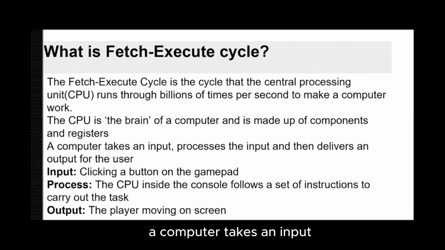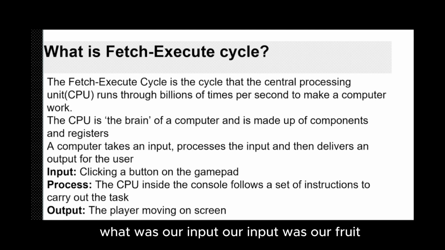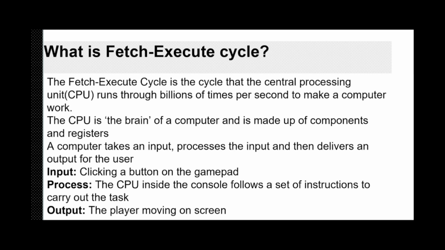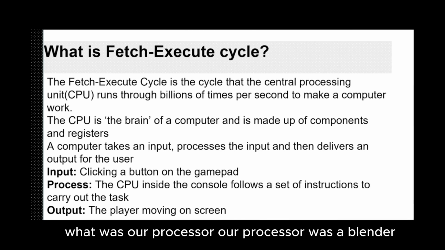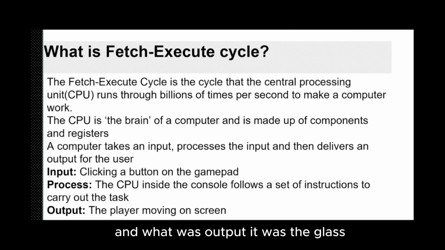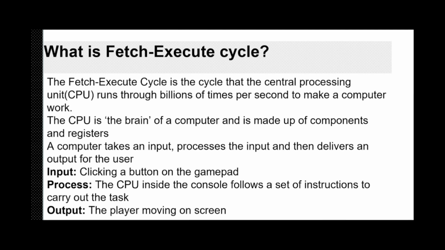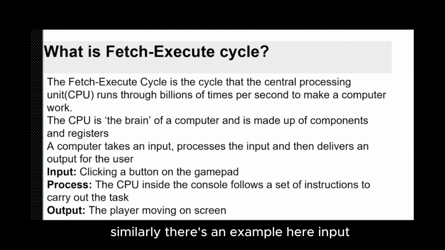A computer takes an input, processes the input, and then delivers an output to the user. If you watched my first lesson on basic computer systems, I gave you an example of making a smoothie. What was our input? Our input was our fruit. What was our processor? Our processor was a blender. And what was the output? It was the glass.